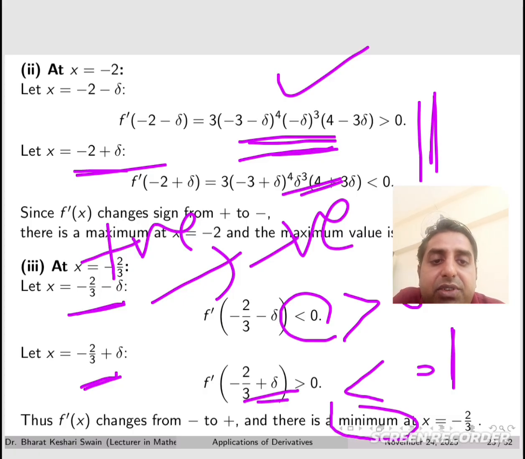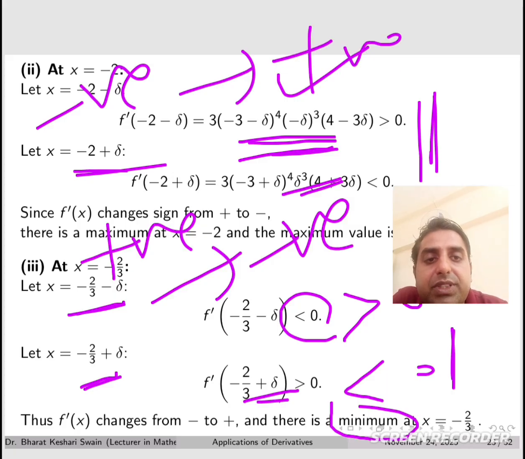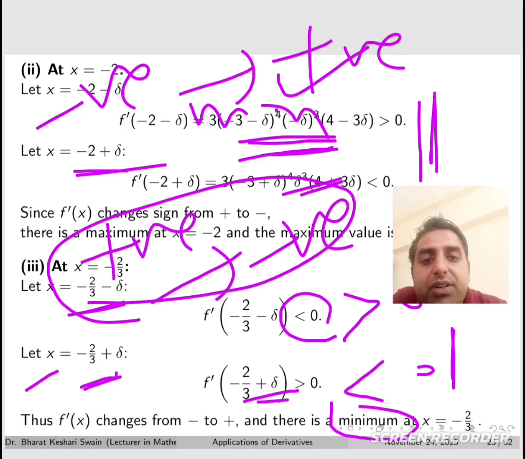If it is negative to positive, then it will be minimum. Positive to negative, it will be maximum, and negative to positive, it is minimum. This is for minimum, and positive to negative is for maximum.